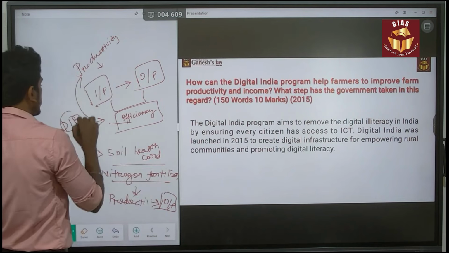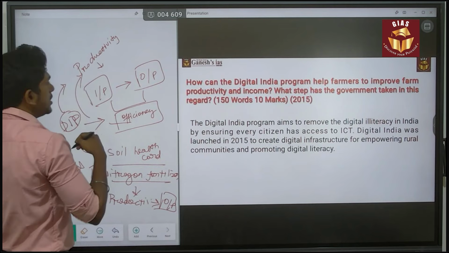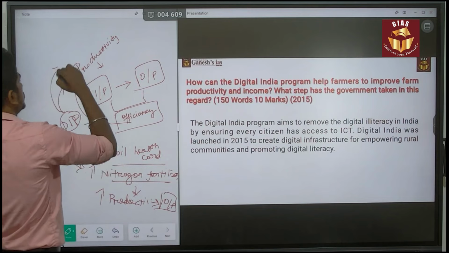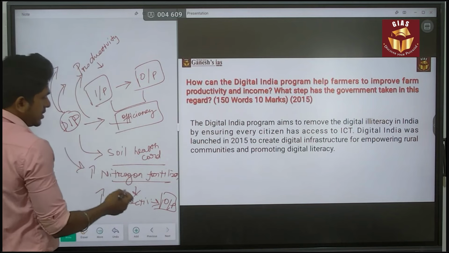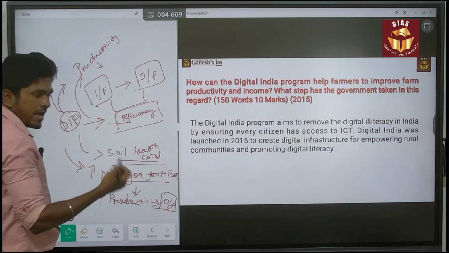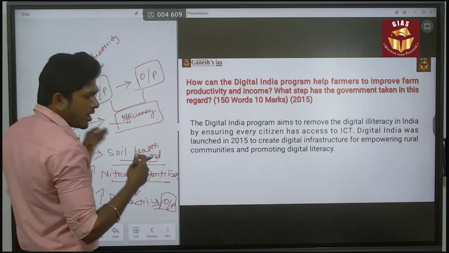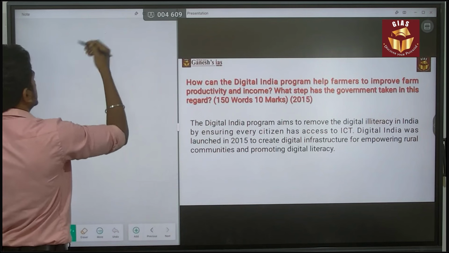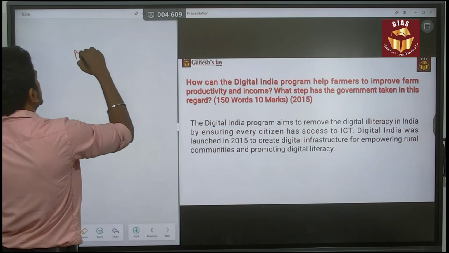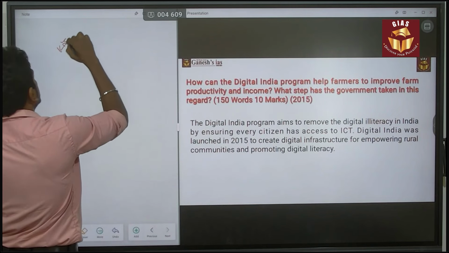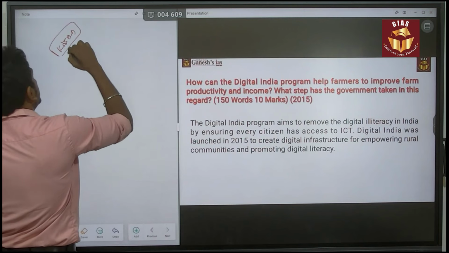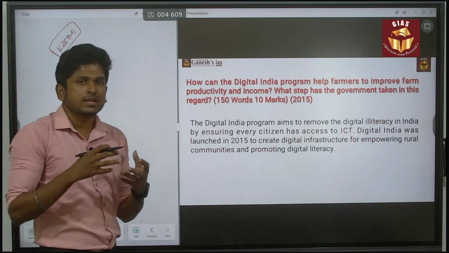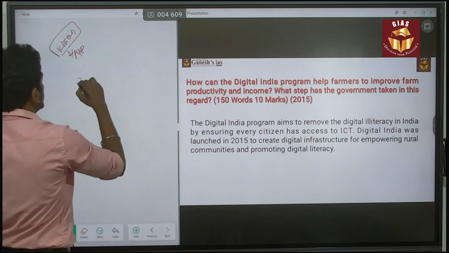So the Digital India program is going to help increase your productivity through various means, through digital data. For example, here it is using the soil health card app, you get the information, you act on it, and your productivity increases. Or else you can speak about other apps. There is an app called Kisan app. In that app, they share the best practices related to crops. For example, I am a sugarcane cultivator.